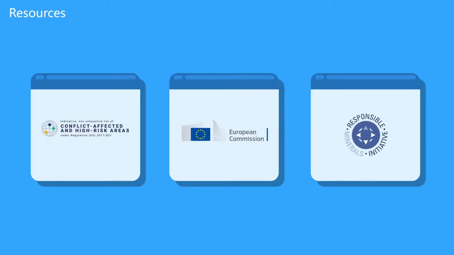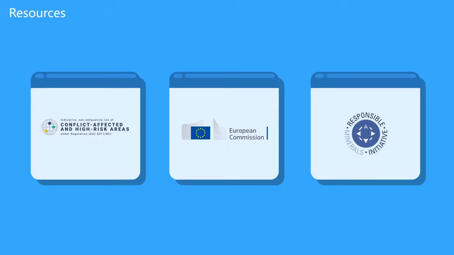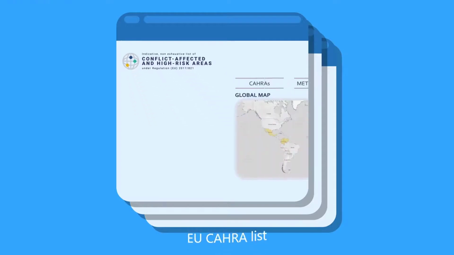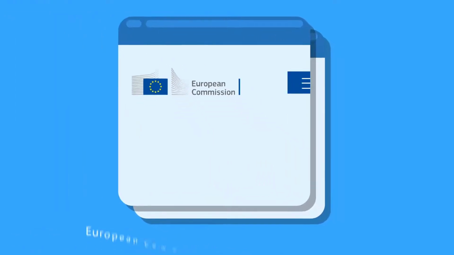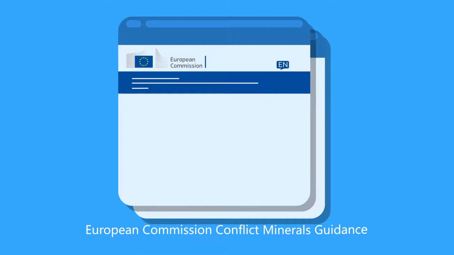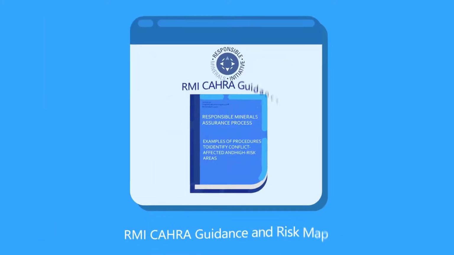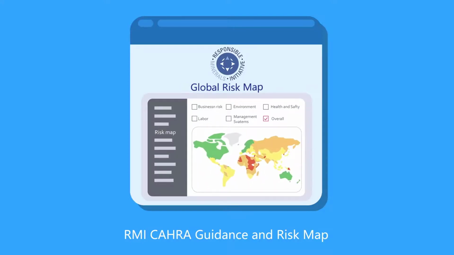Then, define the resources that you'll use to make the determination. There are many credible resources available for each of the criteria. Some are issue-specific and some are comprehensive, and lots of them are free. There's the EU's list of CAHRAs for 3TG. The European Commission offers guidance documents on how to comply with the new EU conflict minerals regulations. And the RMI offers guidance on how to develop your CAHRA identification procedure and a global risk map.